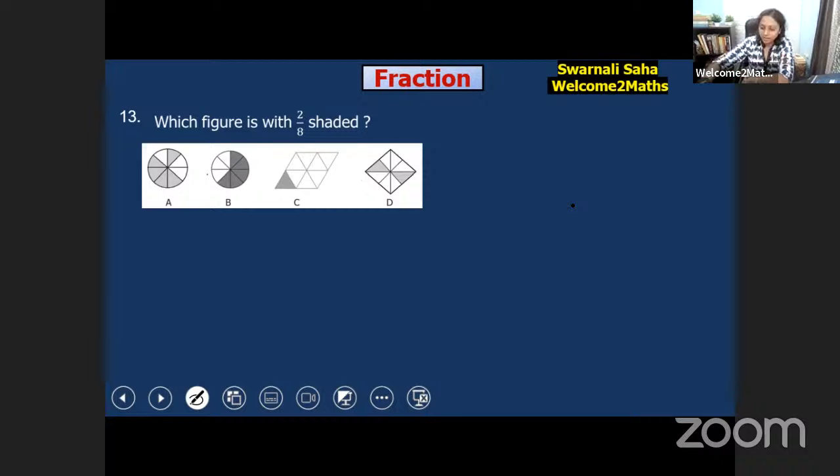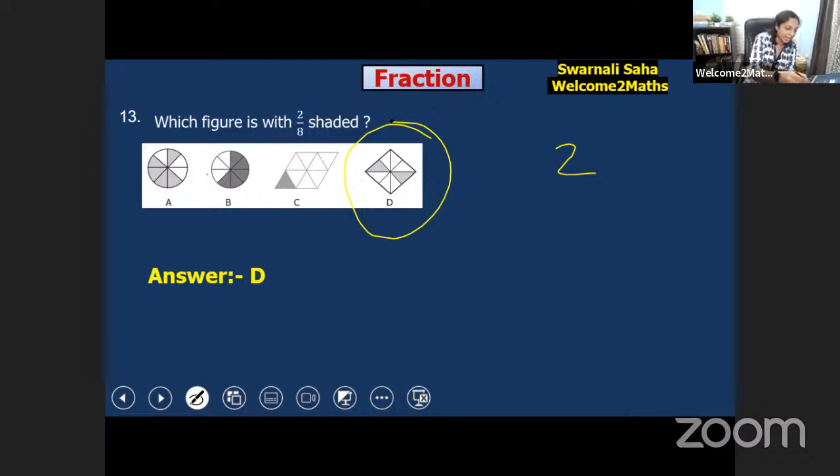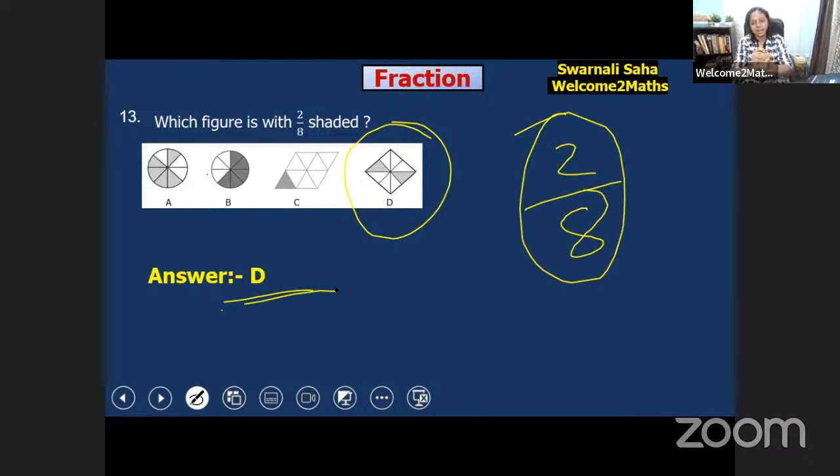Last question. Try to solve this question. Which figure is with 2 by 8 shaded? It's very easy. The answer is D. They are asking only two parts shaded, and only in this option are 2 parts shaded and the total parts are 8. So that means it would be 2 by 8 and answer D is the right one. Very good.